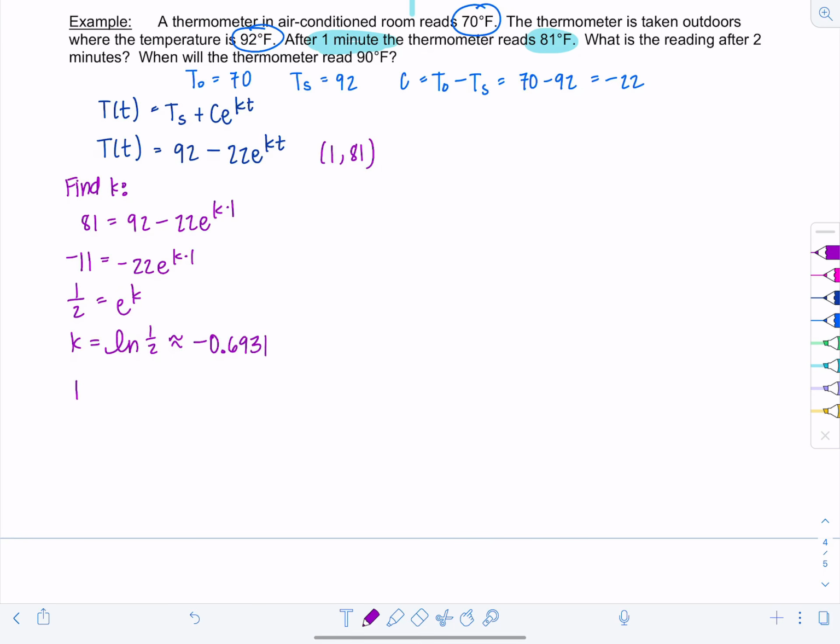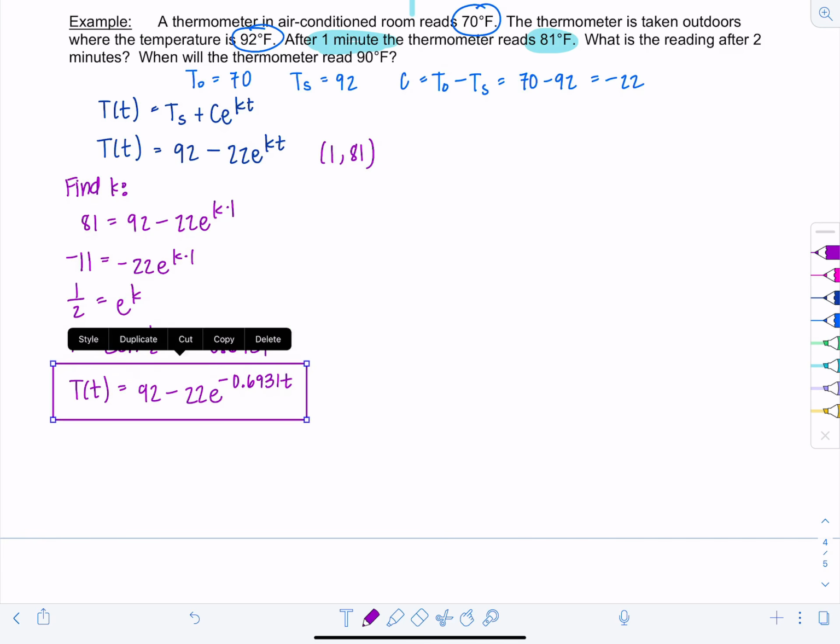So we can write our model now as T of t equals 92 minus 22e to the negative 0.6931t. Okay, I'm going to box that because we're going to use it for the other parts. And don't get all tripped up because they didn't break it into parts A, B, and C. They're still asking the same 3 things as the previous example. It's just not nicely chopped up for you.